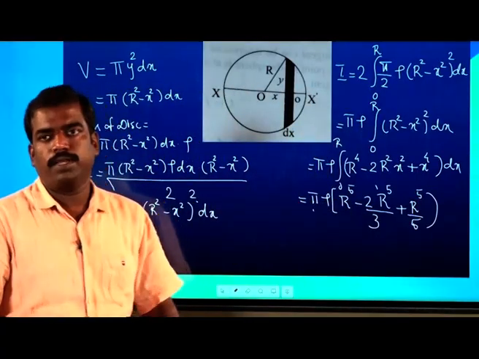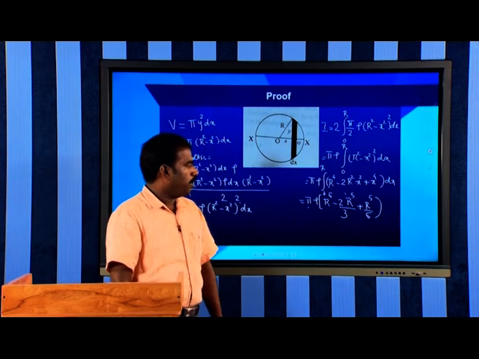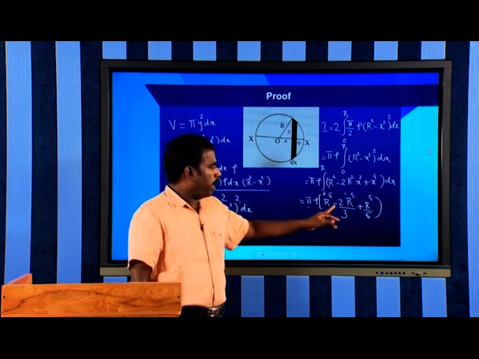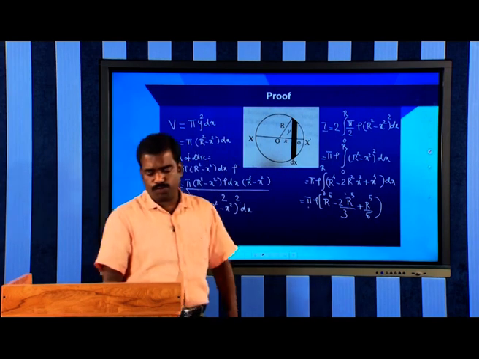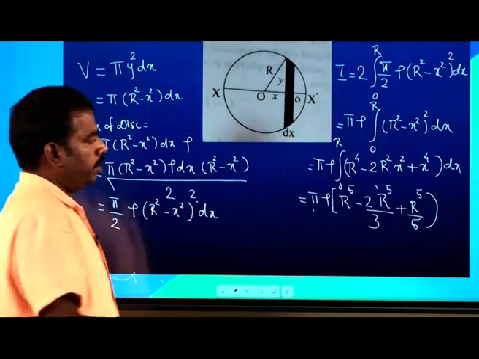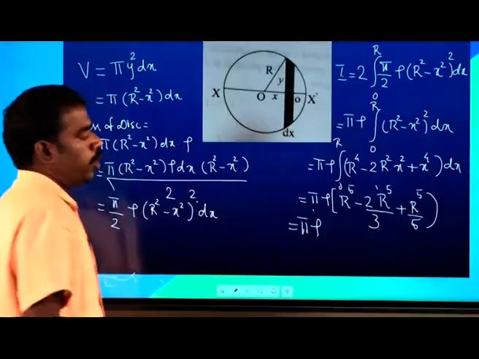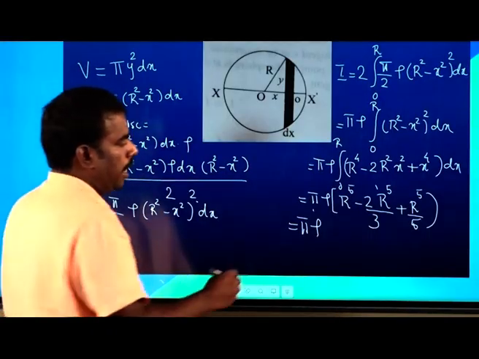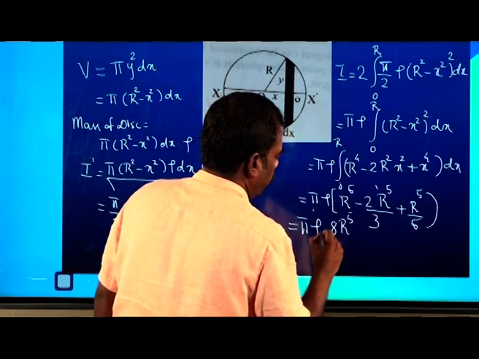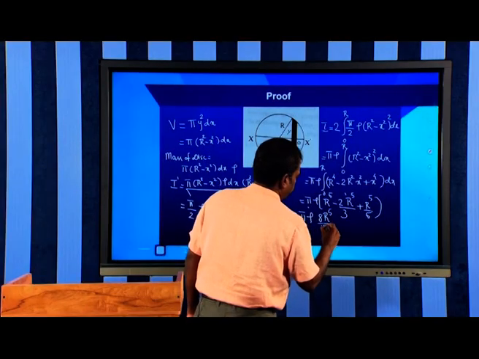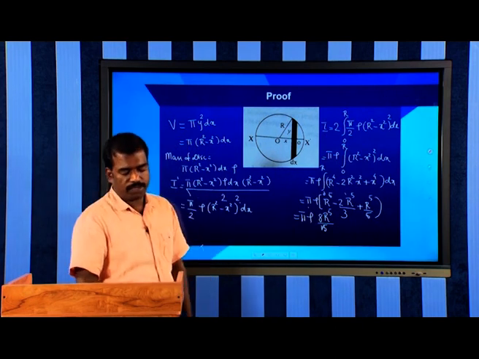Take the LCM as 15, then solve, so that you will get 15 r raised to 5 minus 10 r raised to 5 plus 3 r raised to 5, which is nothing but pi rho into 8 r raised to 5 by 15.